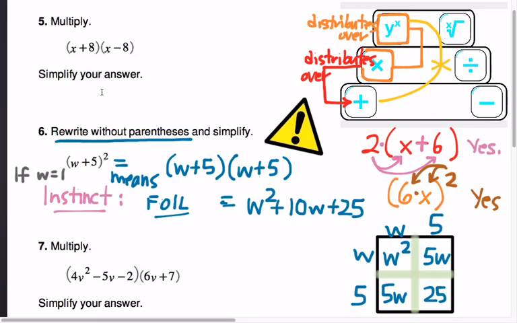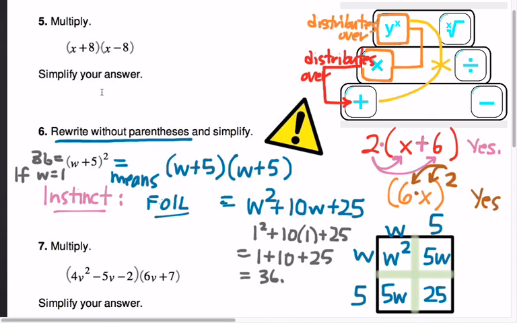And you can check, for instance, that if w is equal to 1, my first expression is going to equal 36, as we were saying before. But now our second expression that we get here at the end, 1 squared plus 10 times 1 plus 25, now also equals 36, because it has that missing 10 that we didn't have before.